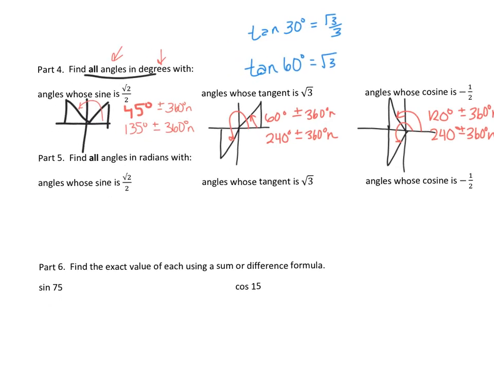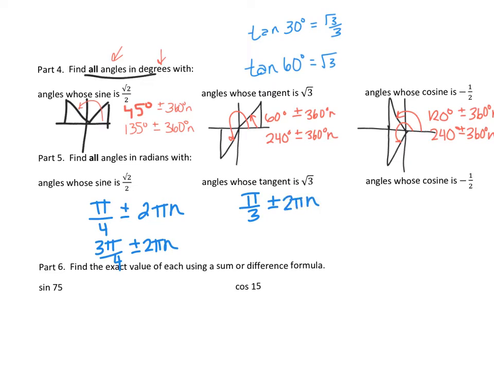And then find all the angles in radians. So now, all these problems are the same. You need to convert all of your degrees to radians. So converting 45 degrees is pi over 4 plus or minus 2 pi n. And then 135 is 3 pi over 4 plus or minus 2 pi n. 60 degrees is pi over 3 plus or minus 2 pi n. And then 240 degrees is 4 pi over 3 plus or minus 2 pi n.